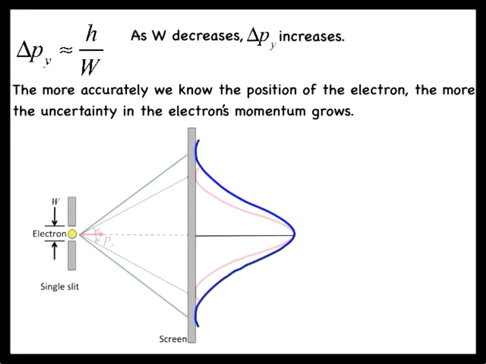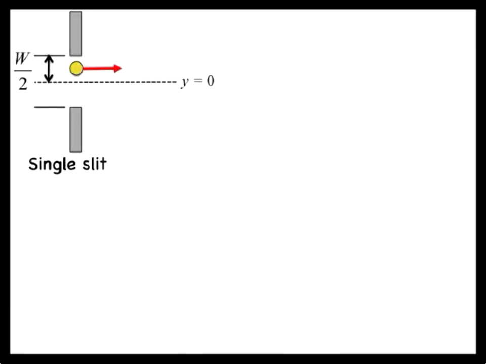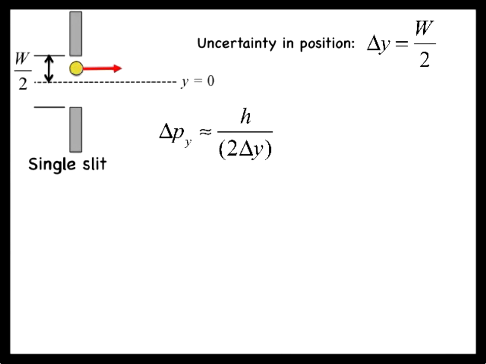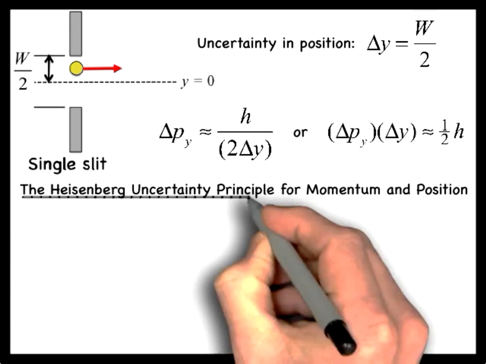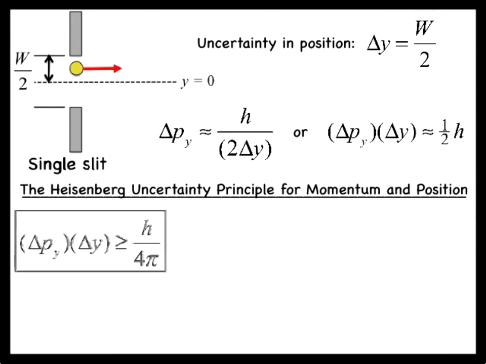Let's put y equals 0 at the center of the slit. We know each electron must pass somewhere through the slit, which in this case would mean that its vertical position in the slit would be between plus or minus w over 2. This represents the uncertainty in the vertical position of the electron. Substituting this result into the expression above gives the following. This indicates that the product of the uncertainty of an electron's momentum times the uncertainty in its position must be on the order of h, Planck's constant. Heisenberg's more complete analysis showed that the following is true. This is Heisenberg's uncertainty principle for momentum and position.